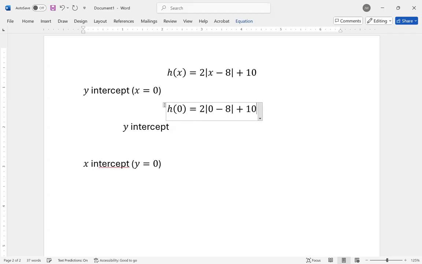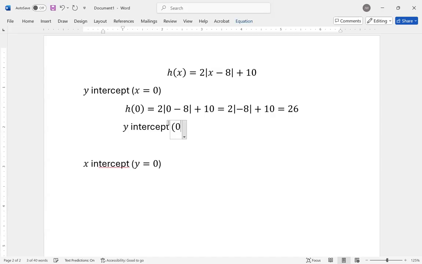plus 10. Well, that's going to be 2 times the absolute value of -8 plus 10. Absolute value of -8 is going to be a +8, times 2 is 16. When I add 10 to that, I get 26. So that means my y-intercept is the point 0, 26.